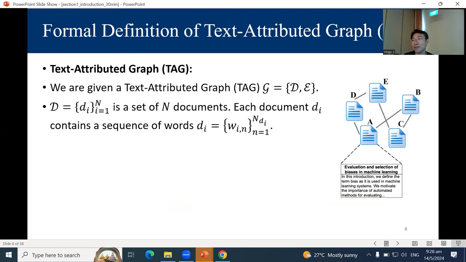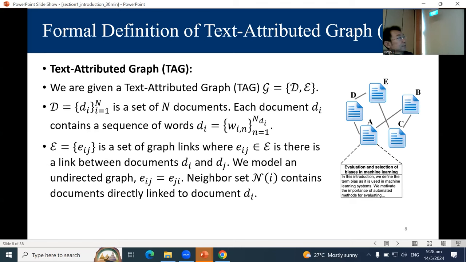Okay, so from our definitions, I think this is pretty straightforward. We're just introducing notation here. The idea is that you have a graph, with D vertices and E edges. Every vertex is a document, which we identify by D_i. And every document is a sequence of words, in the sense that we do maintain the sequence because you might still get some meaning out of that as well. So w_in is going to be the nth token of document i. That's essentially the notation here.